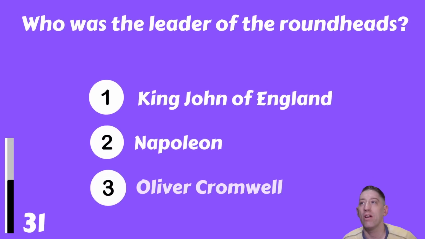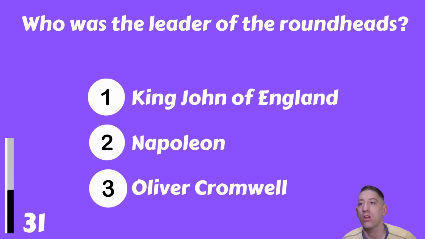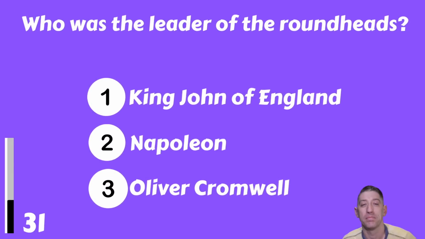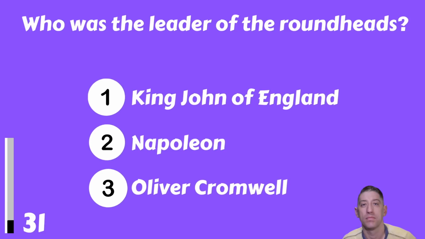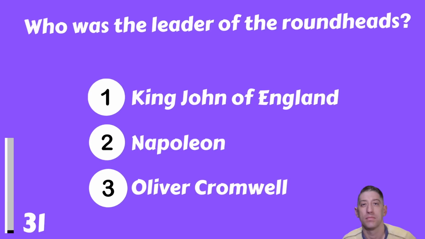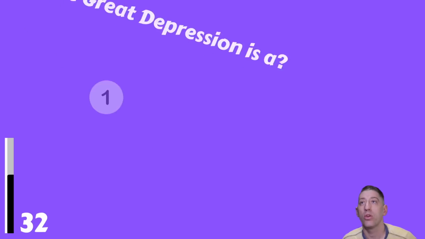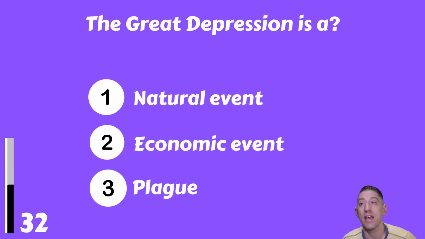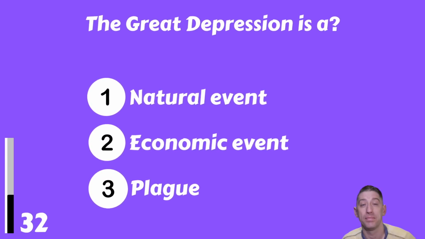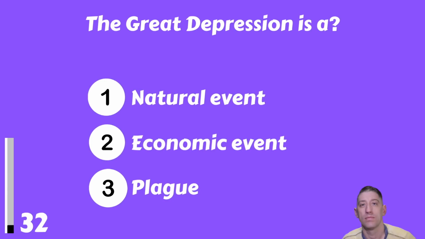Who is the leader of the Roundheads? King John of England, Napoleon, Oliver Cromwell? Oliver Cromwell. The Great Depression is a natural event, economic event, or a plague? An economic event.